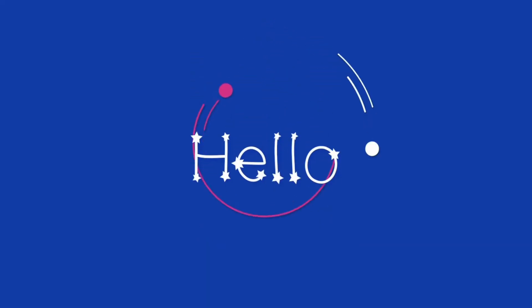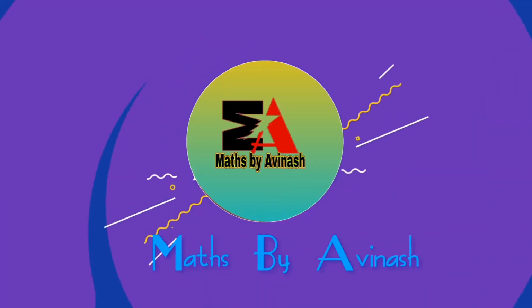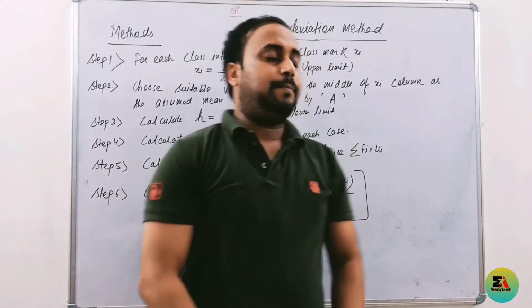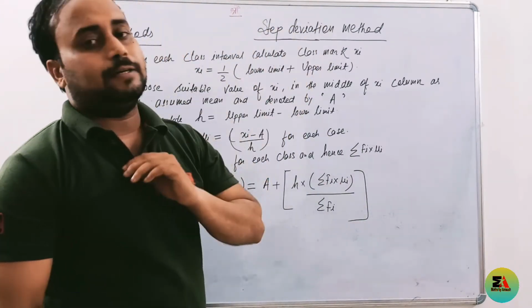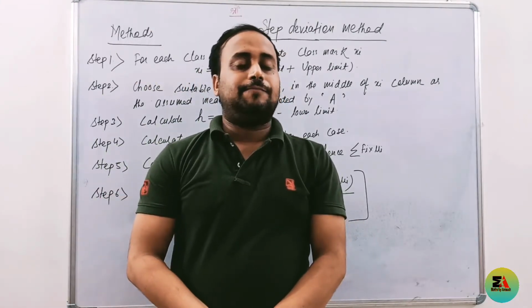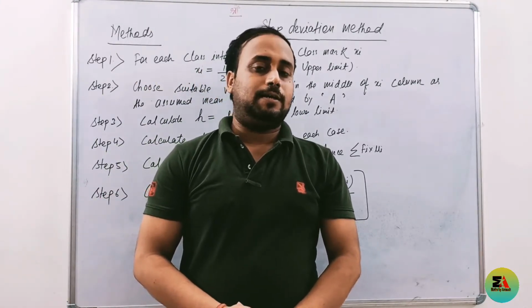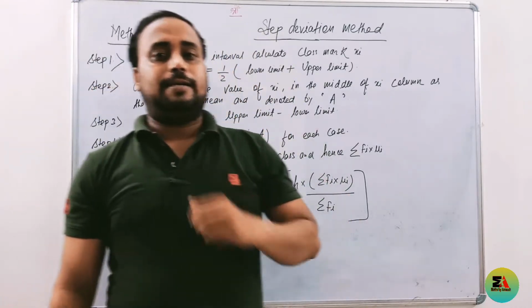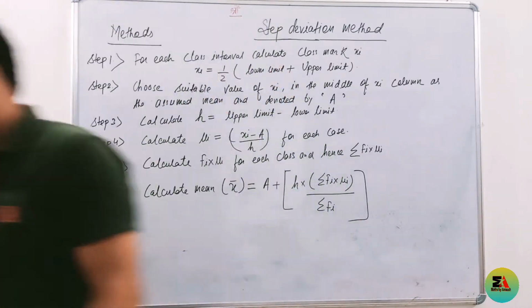Students, today we shall continue our class of statistics. Today we are going to discuss another method to find the mean. The method is the step deviation method. In the earlier class we discussed the assumed mean method. Now, how do we find the mean by the step deviation method? Let's start our class.